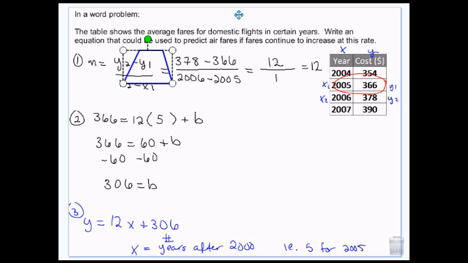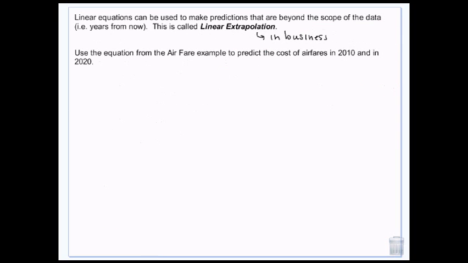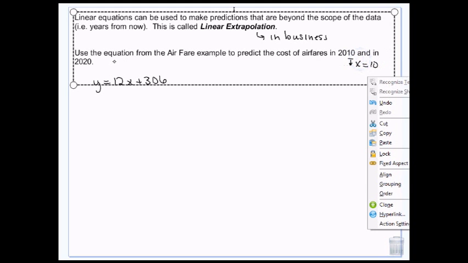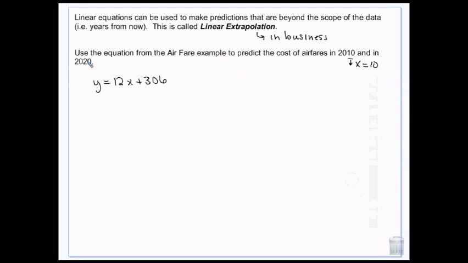Was it y equals 12x plus... Where did the trapezoid come from? I don't even know. Okay, so we're at y equals 12x plus 306. For this one, x will be 10. And for this one, x will be 20. Because remember we said we're just going to use that part.